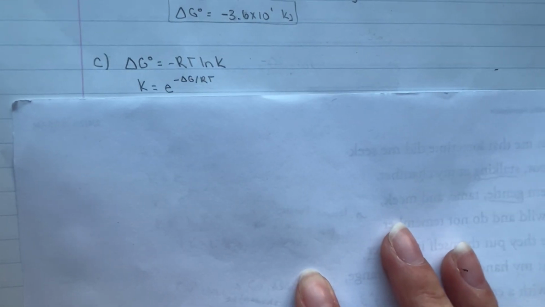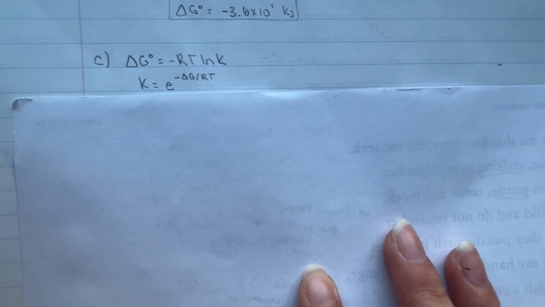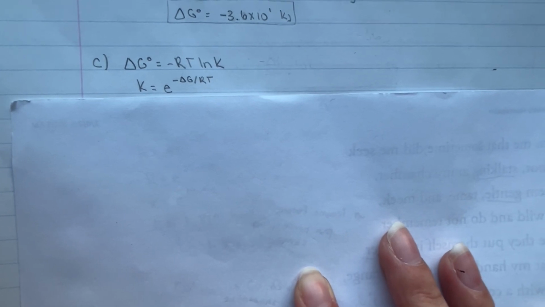For the last step of this problem, we're going to calculate K, also known as the equilibrium constant. To solve this problem, we can start by taking an equation that we know. Delta G equals negative R times T times ln K. Rearranging this equation to solve for K, we can get K equals e to the negative delta G over RT.